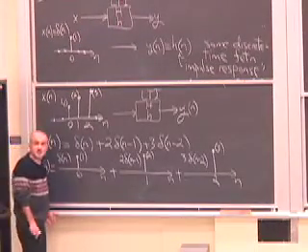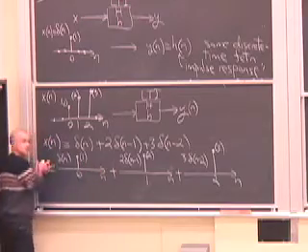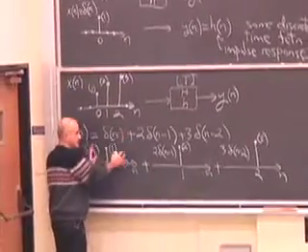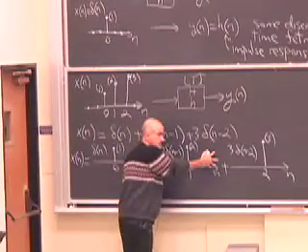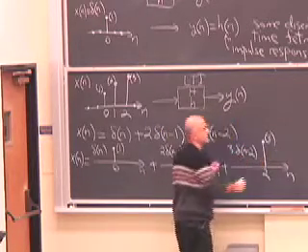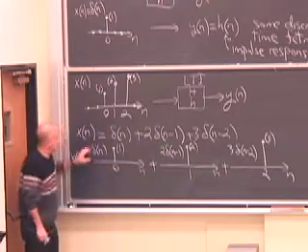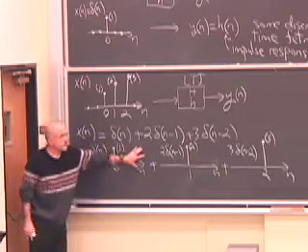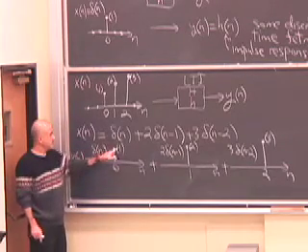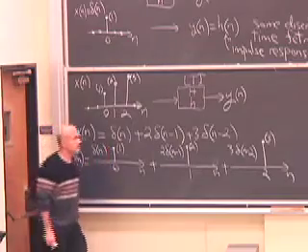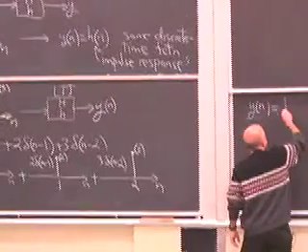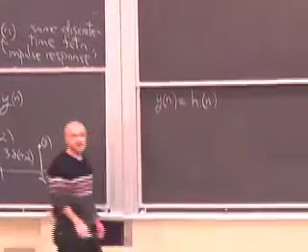Right. So the system is linear, which means the response due to x is the response due to this component, plus the response due to this component, plus the response due to this component. Is everybody with me? All right. Now, what's the response due to this guy here? H of n. This is just delta of n. I haven't scaled it by anything, so it's H of n. So the output is H of n.